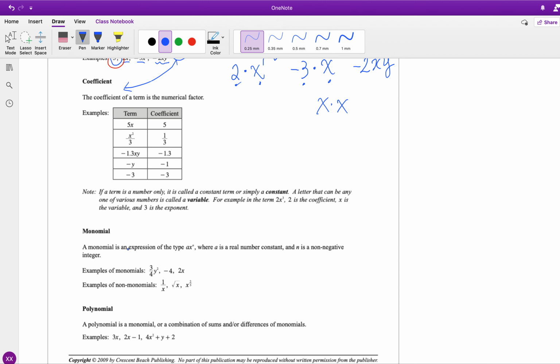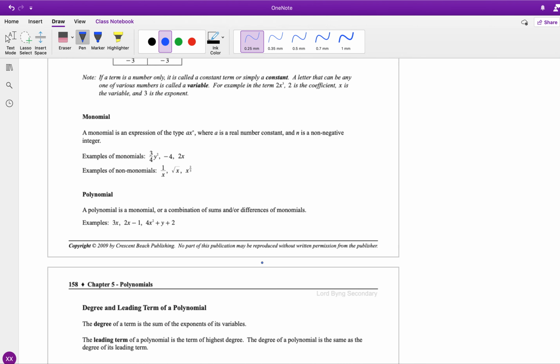Monomial is only one term. Polynomial is many terms. This is a trinomial because this is 3. This is a monomial, that's only one term. This is binomial, 2 terms. And trinomial, 3 terms. Or on top of that, we can say polynomial. Anything beyond 2 terms is polynomial.